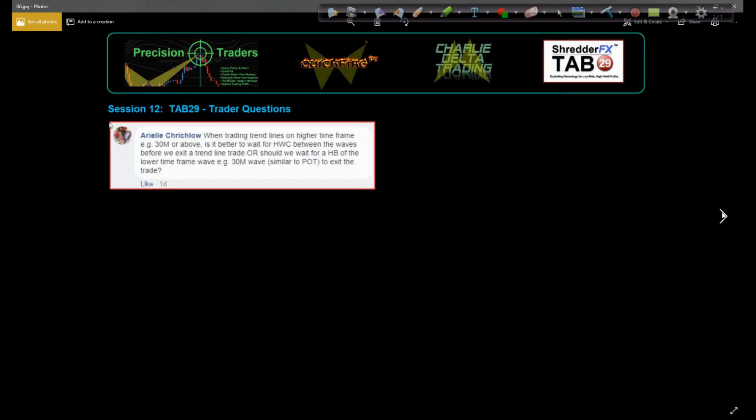When trading trend lines on higher time frame, i.e. 30 above, is it better to wait for harmonic wave convergence between the waves before we exit a trendline trade? Or should we wait for a hookback of the lower time frame wave? The 30-minute wave, similar to pieces of 10, to exit the trade. Depends on what you're trading.